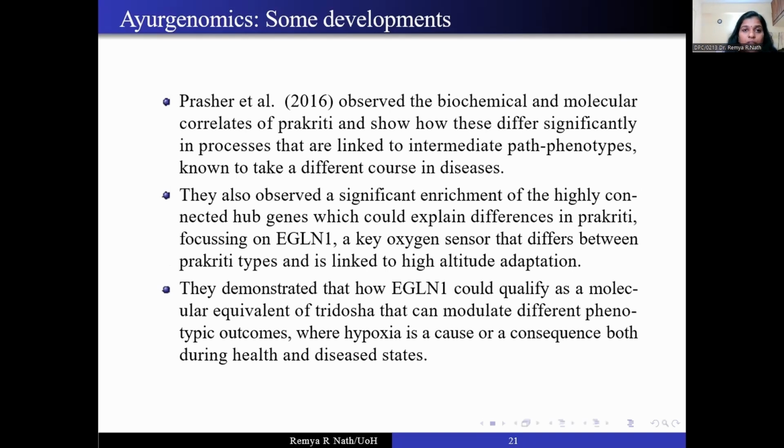Prasher et al. in 2015 observed the biochemical and molecular correlates of Prakriti and showed how these differ significantly in processes that are linked to intermediate patho-phenotypes known to take a different course in diseases. They also observed a significant enrichment of the highly connected hub genes, which could explain differences in Prakriti, focusing on EGLN1, a key oxygen sensor that differs between Prakriti types and is linked to high altitude adaptation. They demonstrated how EGLN1 could qualify as a molecular equivalent of tridosha that can modulate different phenotypic outcomes where hypoxia is a cause or a consequence, both during health and disease states.